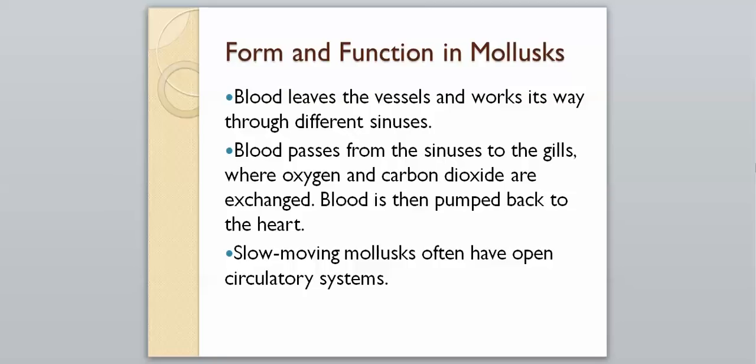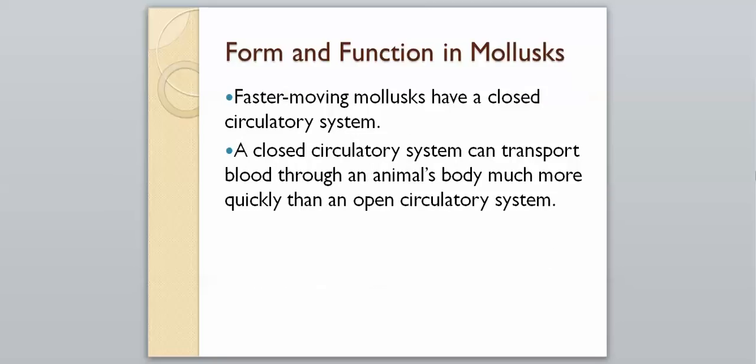Slow-moving mollusks often have the open circulatory system, and faster-moving mollusks will have a closed circulatory system. That's going to be beneficial because it can transport blood through an animal's body much more quickly than an open circulatory system. If you're really slow-moving, you don't need your blood to be moving at as high a pace as you would with a closed circulatory system.